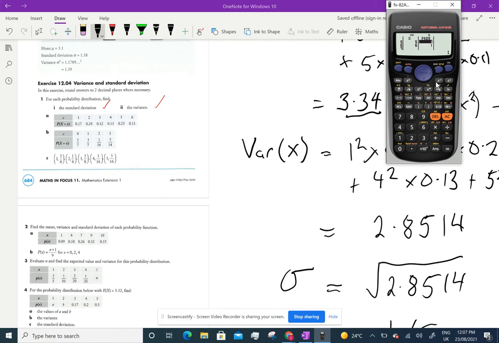Go across and put the probabilities in. So 0.17, 0.24, 0.12, 0.13, 0.23, and 0.11. Once you've got them all in, press all clear, go Shift, down here, Stat. Didn't press the Shift properly. Shift, Stat. I want my variable statistics.